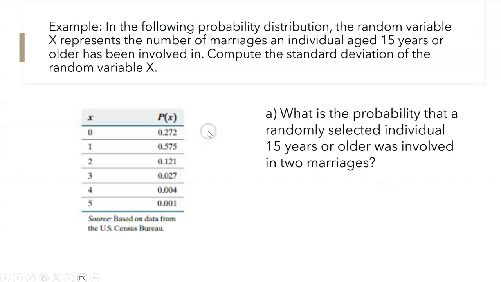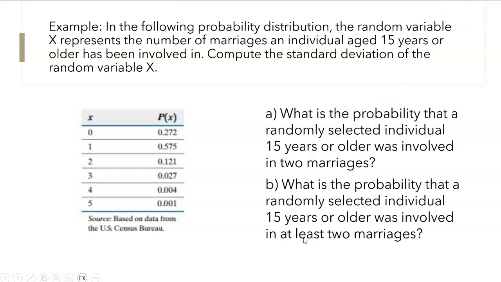So something else that a problem like this could ask you is, what is the probability that a randomly selected individual 15 years or older was involved in 2 marriages? That's just basically looking at the probability distribution and figuring out what is the probability for 2. It would be 0.121. So I'm going to write 0.121 here. And I might have written that too big because I do have one more part I want to add. So 0.121 will be the probability for part A. Delete it so it won't get in the way.